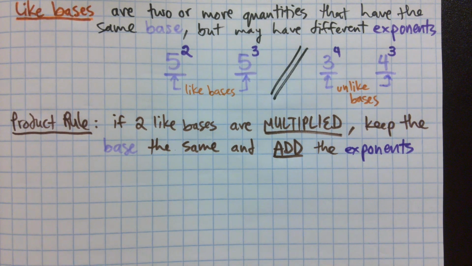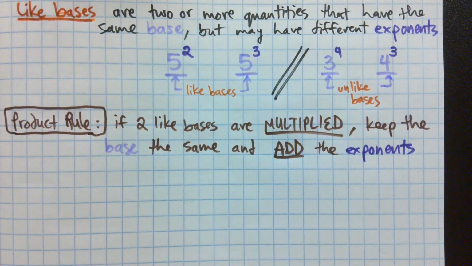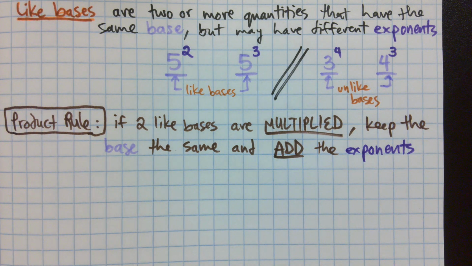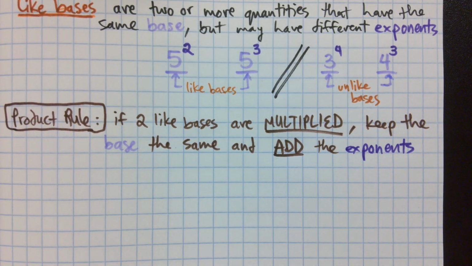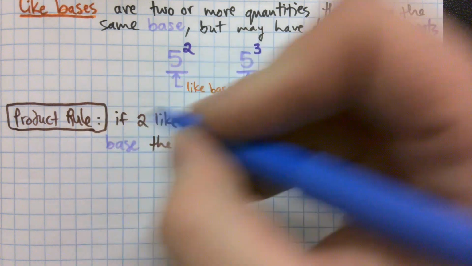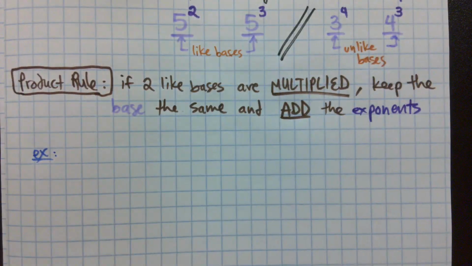I'm going to put a box around this. It's important. Two like bases are multiplied. Keep the base the same and add the exponents. For example, let's take a look at how this will work. Definitions always make more sense when actually applied to something we can see.